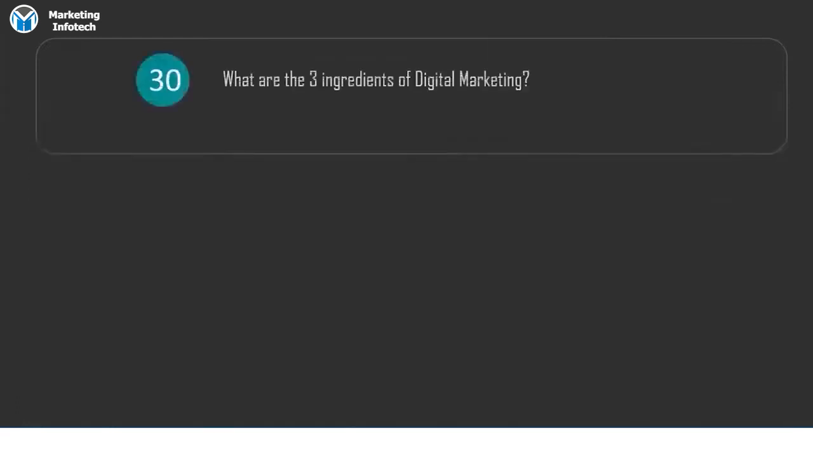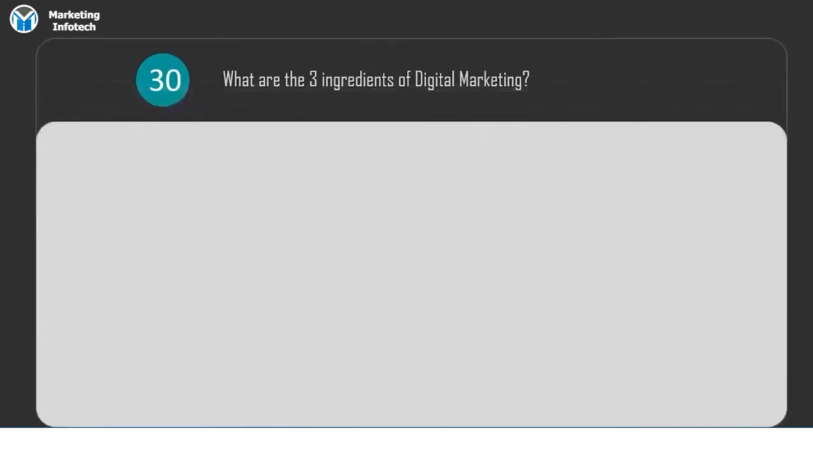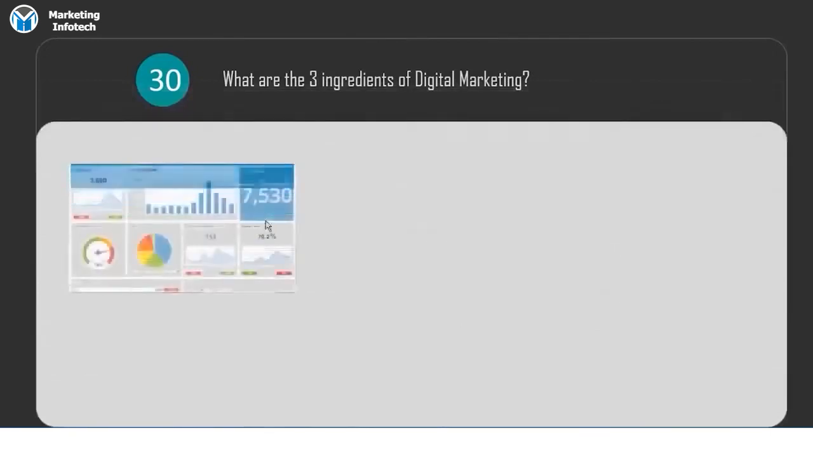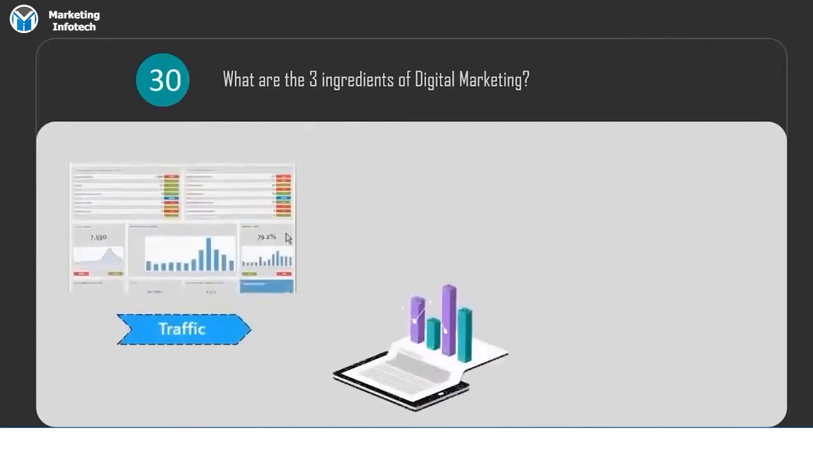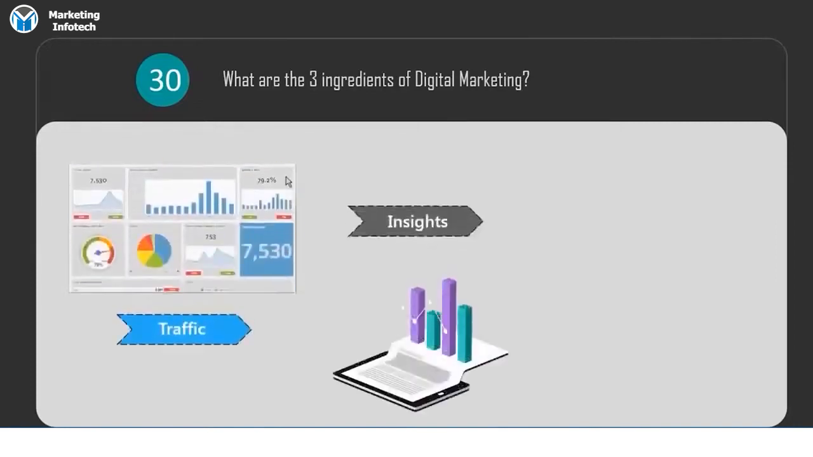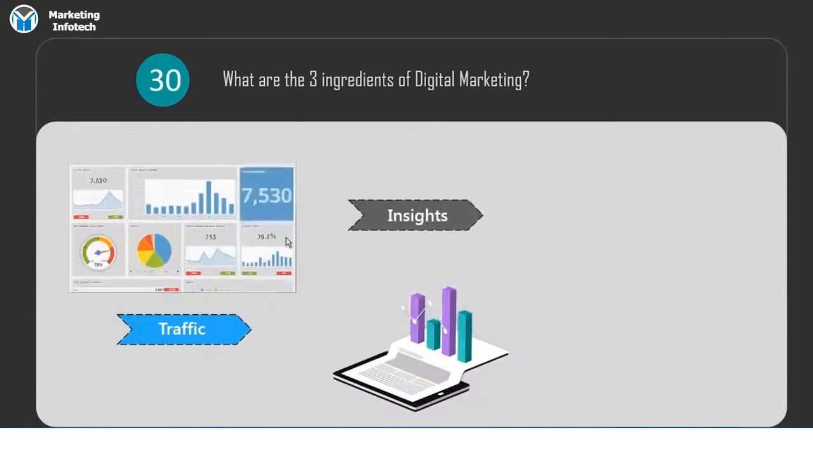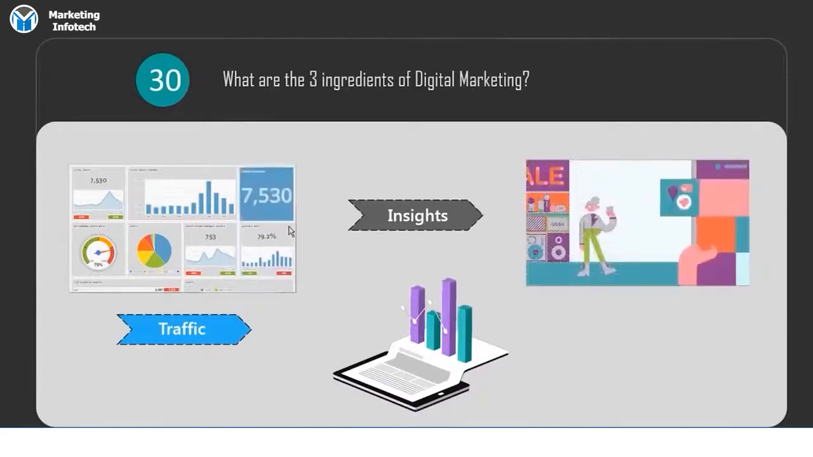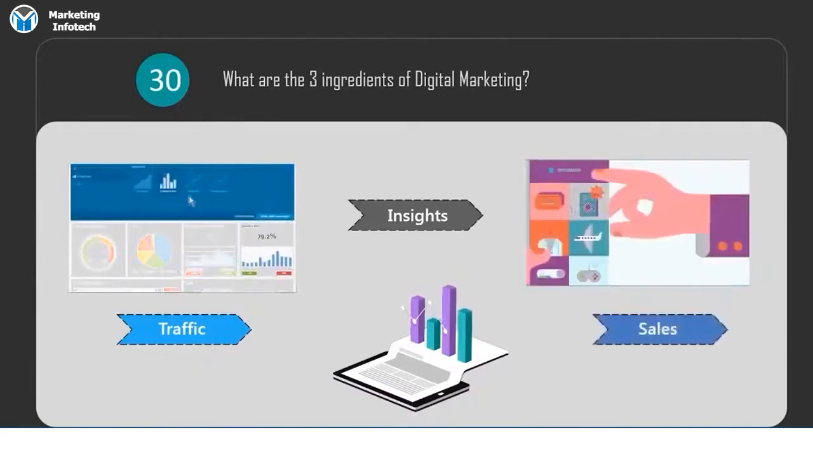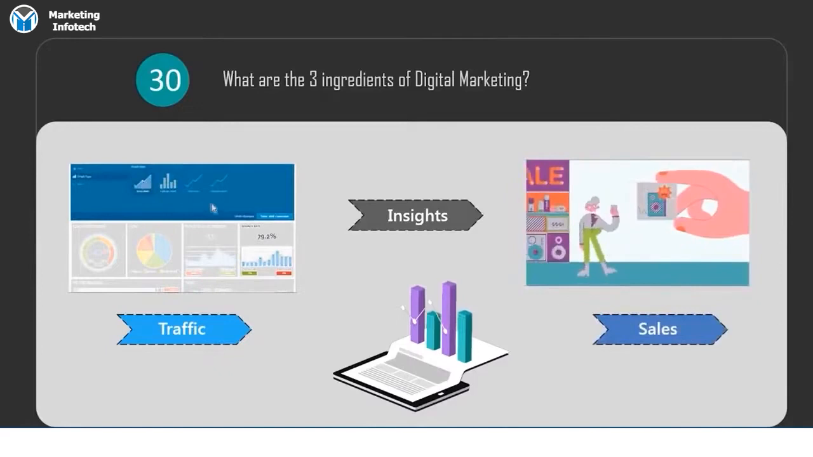Now, moving on to the next question, what are the 3 ingredients of digital marketing? The 3 main factors why digital marketing is required is to generate traffic onto your website and also know the insights about your website, how the analytics is, how many people are viewing your web page, and so on. So these come under the insights. And finally, the sales. How can you sell your product to a customer? So these are the 3 major ingredients of digital marketing.